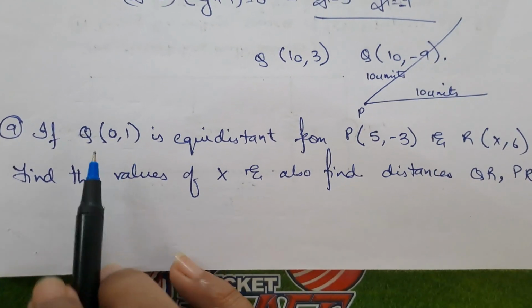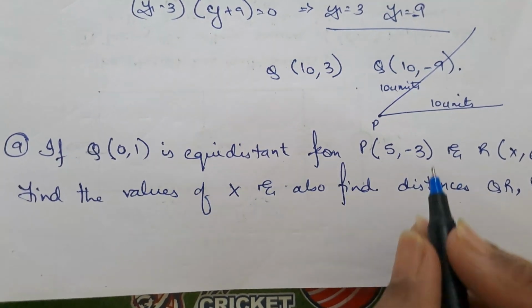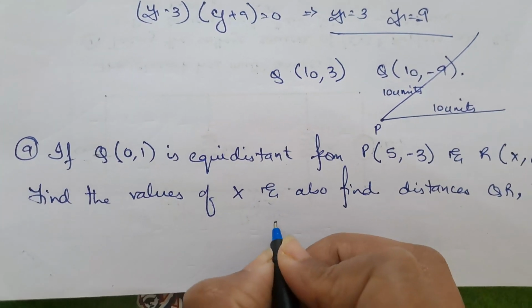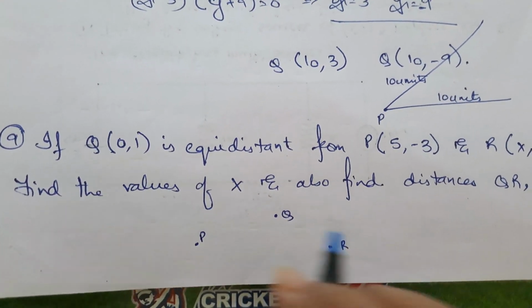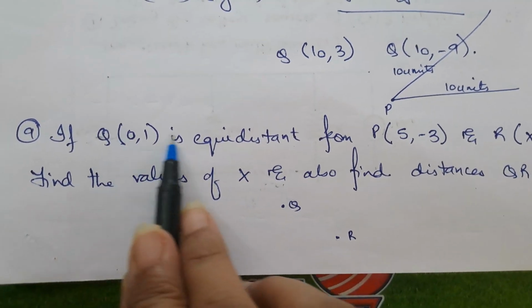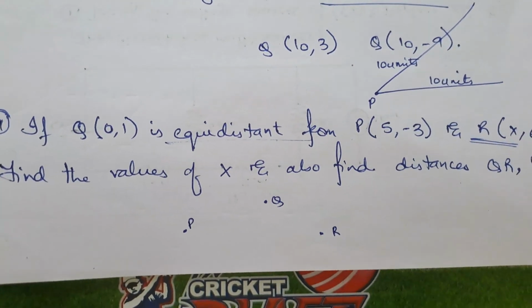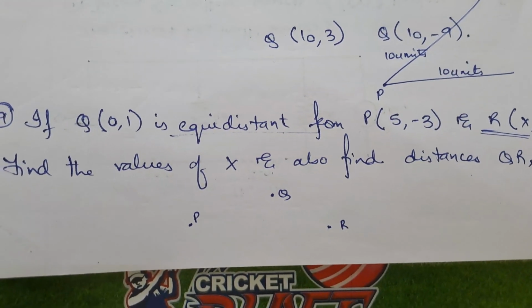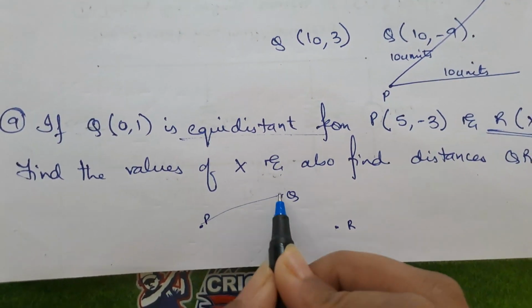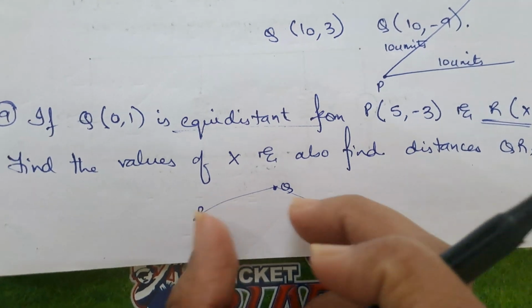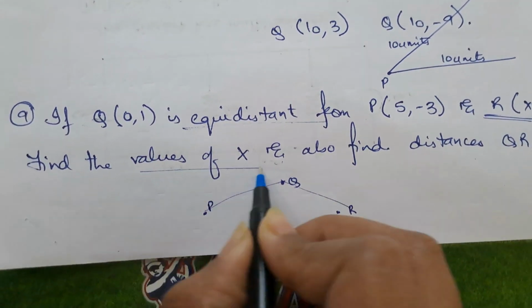Now looking at the 9th question, it says that if Q (0, 1) is equidistant from P and R, find the value of x. Okay, this is point Q, which is at an equal distance from P and R. So again, as we did in the 7th question, the equidistant question, we are going to equate the distances PQ and QR, and we are going to find the value of x.